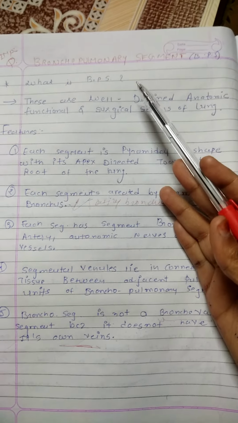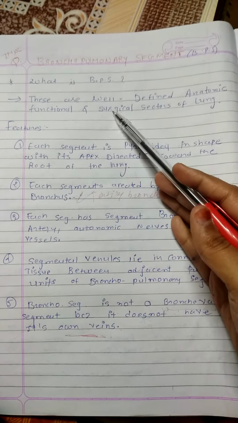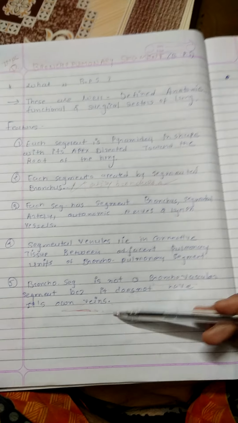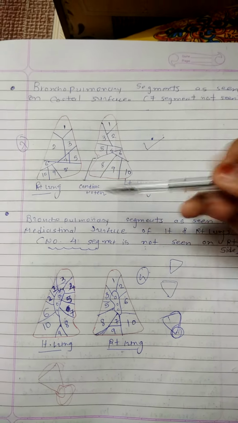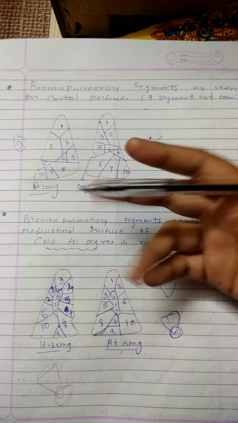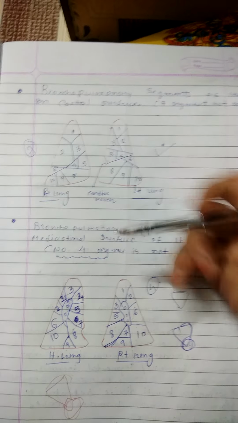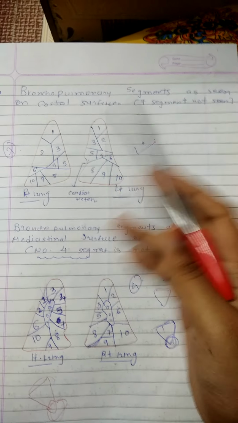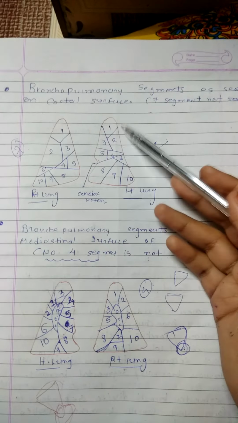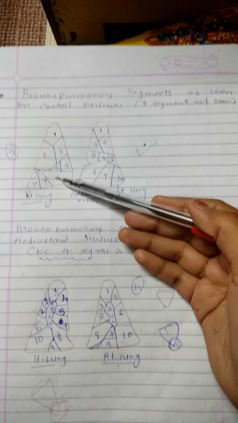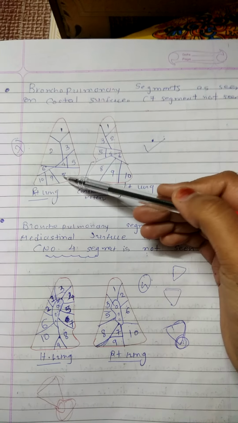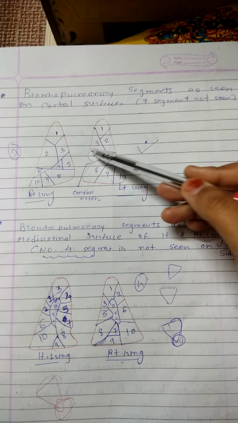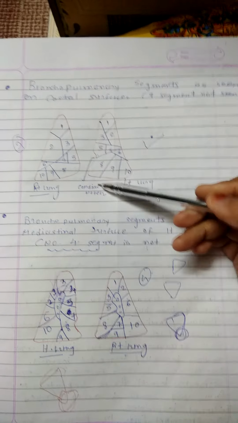So for this bronchopulmonary segment answer, you have to write first the definition, then its five features. Then you have to draw this diagram in the exam, which I previously explained in the part 1 video: how to easily remember, how to draw this diagram in the exam and how to give the numbers. See here, the bronchopulmonary segments as seen on the costal surface. In that, the number 7 segment is not seen in the right lung as well as in the left lung. See here 1, 2, 3, 4, 5, 6, 8, 9, 10, but 7 is not seen.